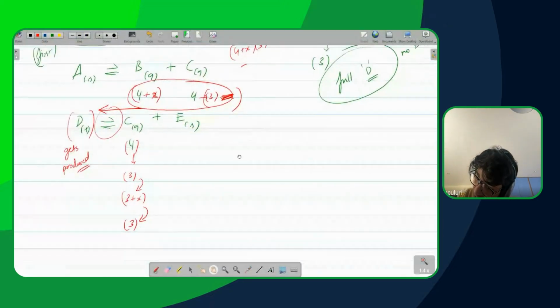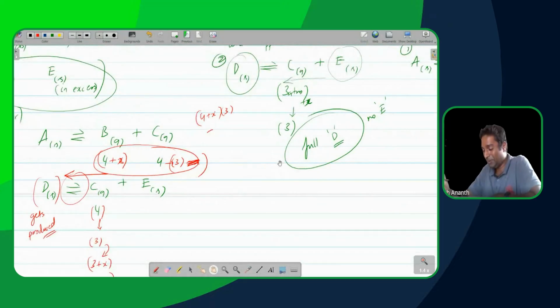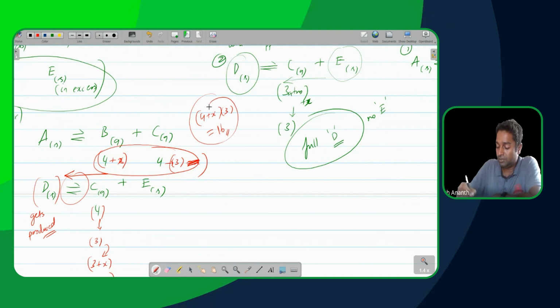Correct. Okay, fair enough. So in this case, (4 plus x) into 3 should be equal to 16. Yes. So solve for x, or solve for 4 plus x. Obviously 4 plus x is going to be 16 by 3. So the partial pressure of B gas will work out as 16 by 3.